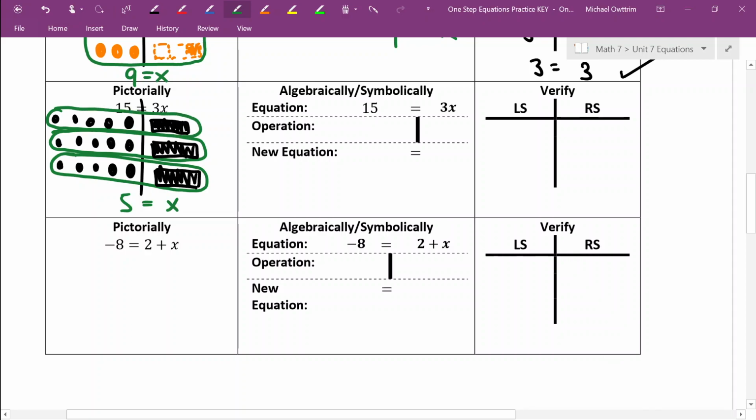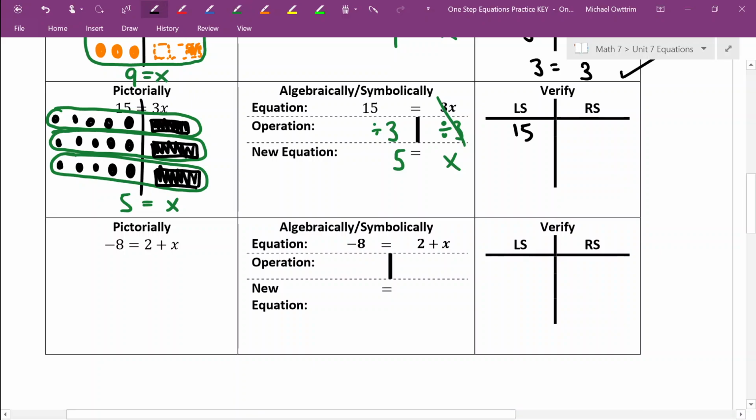In terms of my algebraic work, the 3 is currently multiplying the x. The opposite of multiplying is to divide by 3, and of course we'll do that to both the left side and the right side of the equation. On the right side, 3 divided by 3 cancels out, leaving us with just x. On the left side, 15 divided by 3 is 5. Of course, we get our same solution there as we did in the picture.